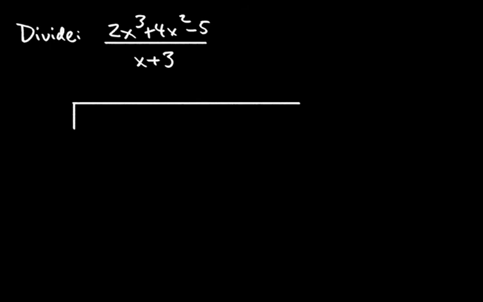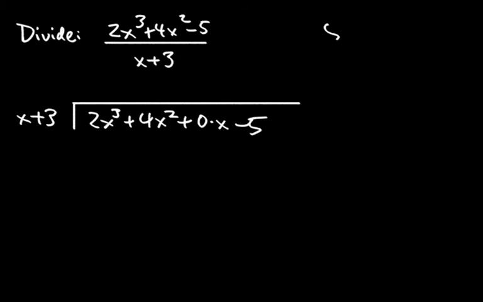Let's divide this thing. So, got x plus 3 out here, and then we get 2x cubed plus 4x squared, plus 0 times x, minus 5. Okay, so notice I have that 0 times x there. The reason for that is because it's kind of like when you're dividing something like 51.004. These zeros technically don't matter in a way, but they do. They don't matter, quote unquote, in the sense that they're zeros, but they matter in the sense that they are a place that has a value.